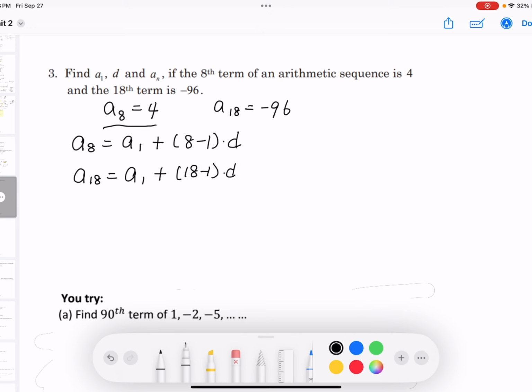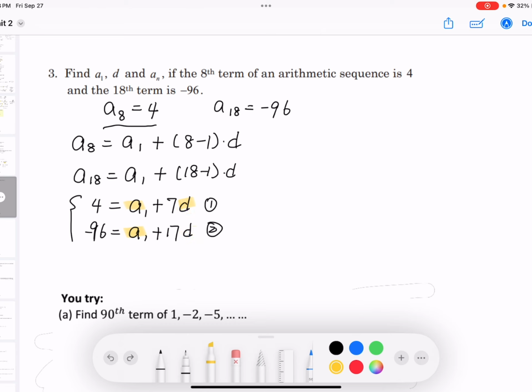So let's replace a sub 8 and a sub 18 by their numbers. So 4, which is a sub 8, is equal to a sub 1, which I don't know, so we're looking for a sub 1, plus 8 minus 1 is 7, 7d. And then a sub 18: -96 is equal to a sub 1 plus 17d. We have two equations and two variables. So you see we have two variables and two equations. We can solve for the a and the d.